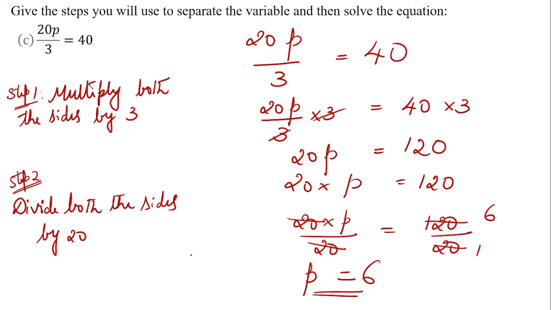How will you do 120 divided by 20? So 120 divided by 20: 0 and 0 cancels. 2 ones are 2, 6. Okay. That's how you're going to simplify.